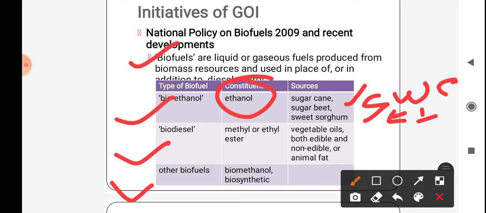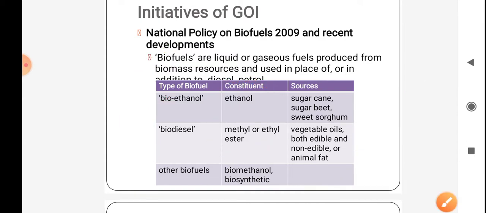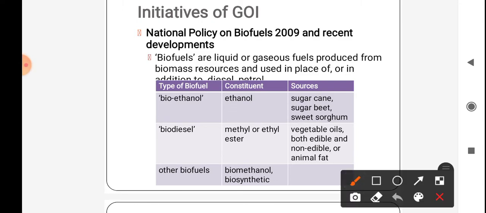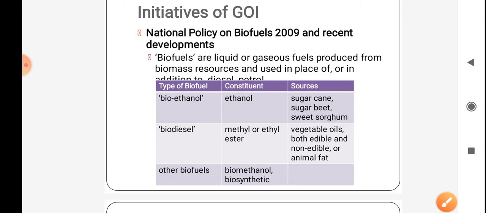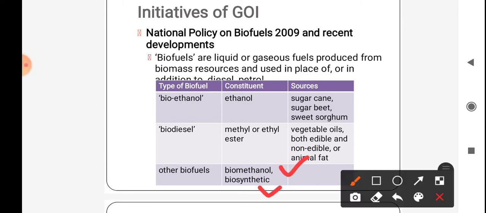Biodiesel is extracted from fatty acids. These are all oil type of things, vegetable oils, edible and non-edible, or animal fat. The constituent is methyl or ethyl ester. So biofuels are of three kinds: bioethanol, biodiesel and other biofuels. Bioethanol's constituent is ethanol, and sources are sugarcane, sugar beets and sweet sorghum. Biodiesel comes from fatty acids, again vegetable oils, edible or non-edible. And other biofuels are from biomethanol or biosynthetic sources.